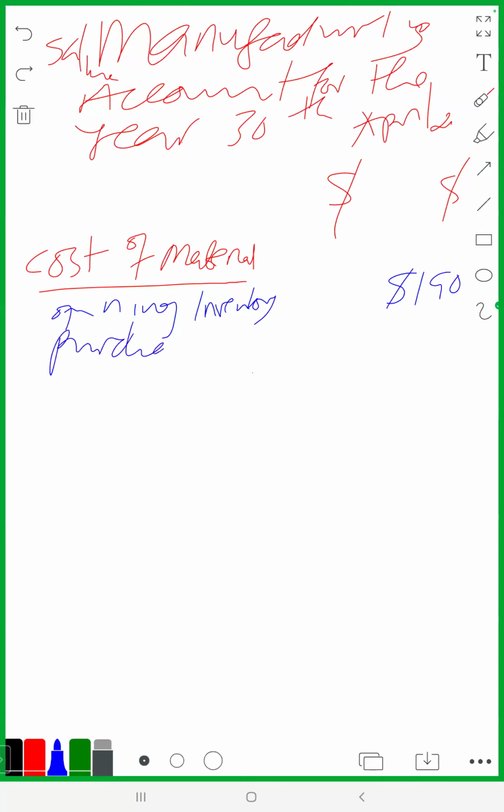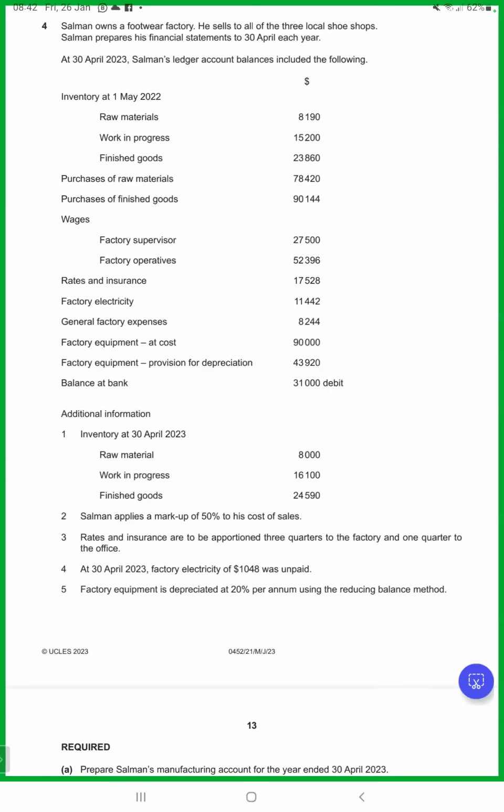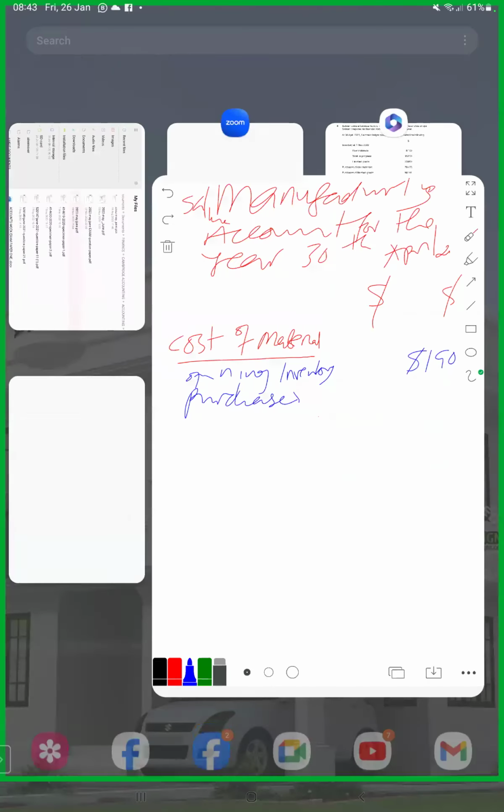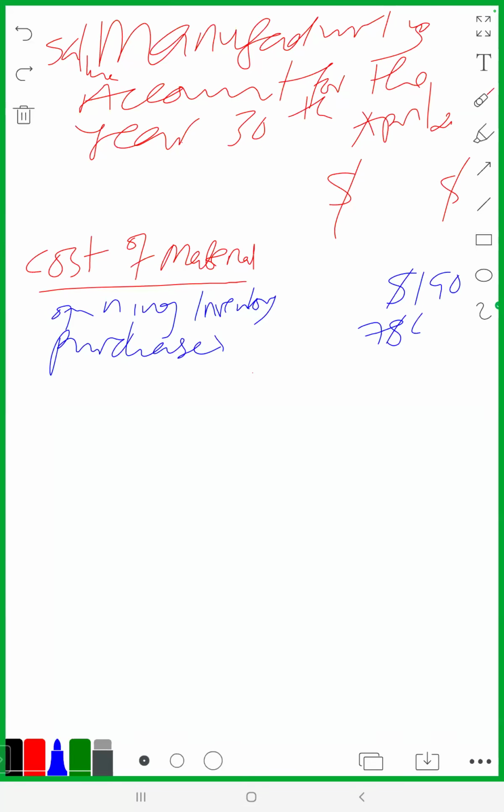And to this, we add the purchases. Very easy. Add the purchases of raw materials. How much is the figure for the purchases of raw materials, Aris? What could be the purchases of raw materials? The cost is 78,420. Okay, 78,420. Right. And once we do this, then we can just add them together.